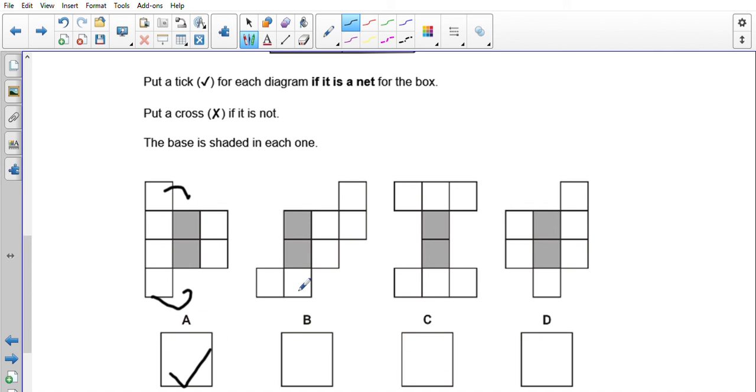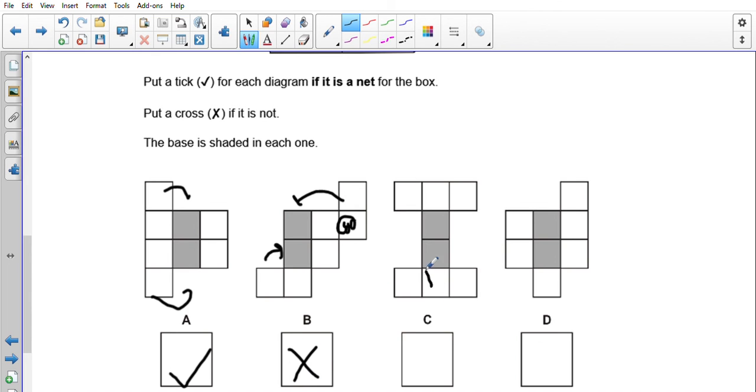Okay, B, this is going to fold up to make the end. This is going to come to be this side here. These are going to fold up to make the sides. This is going to fold down to make that end, but then I'm going to have this one here overlapping on the top, and it's not going to be an open topped one. So B is not correct.